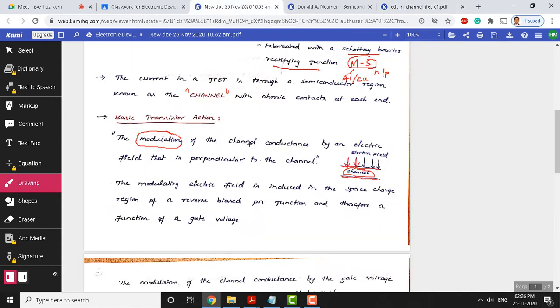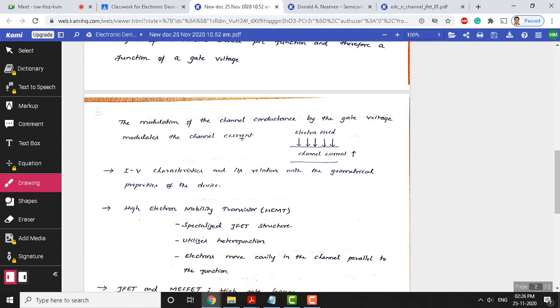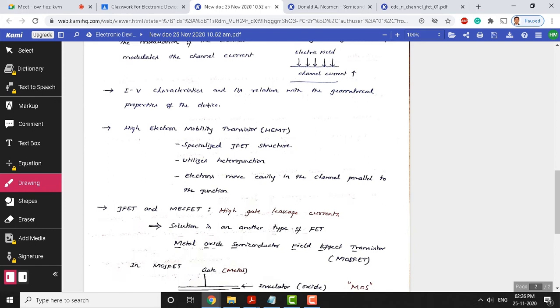Next, the modulation of the channel conductance by the gate voltage modulates the channel current. This channel current can be increased or decreased depending upon the amount of electric field we apply. The IV characteristics and their relation with the geometrical properties of the device will be discussed later. The current voltage characteristics of the JFET matter a lot. To understand the device better, we need to look into the current voltage characteristics.